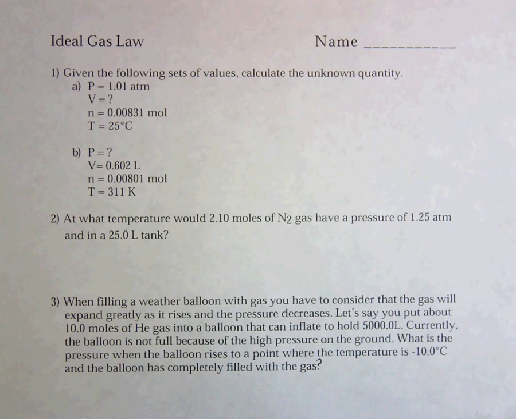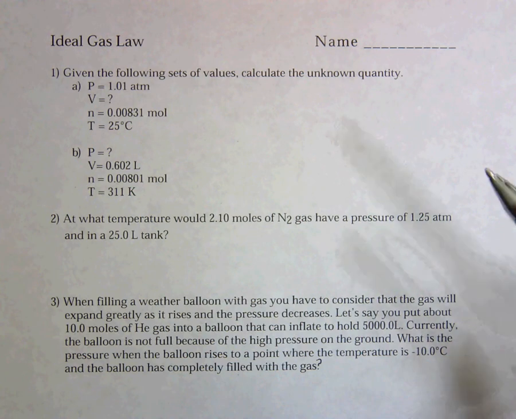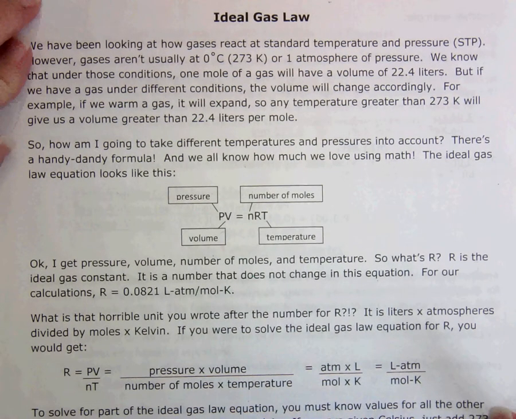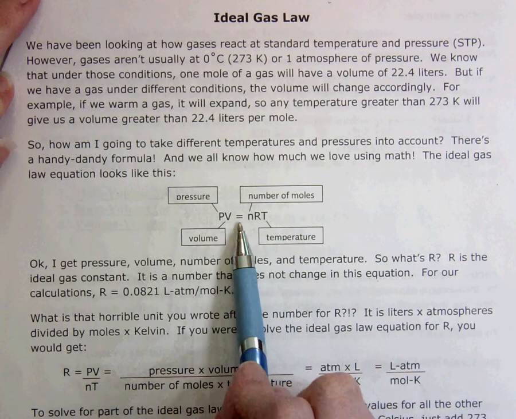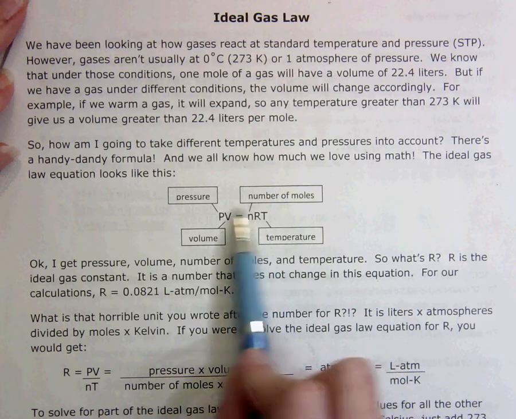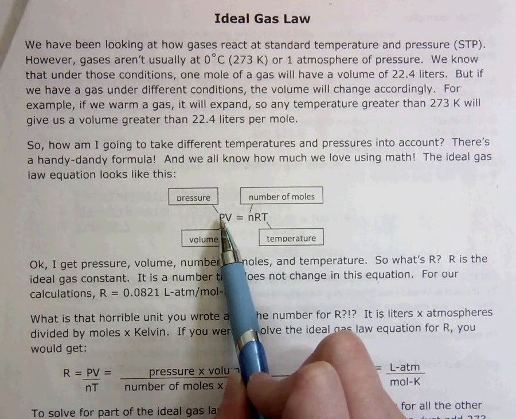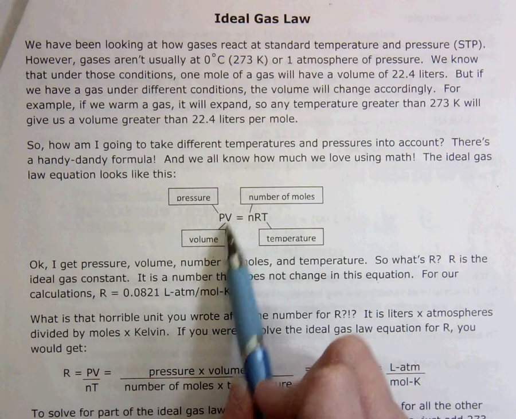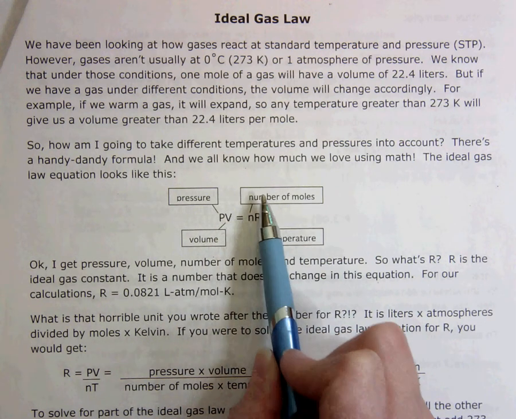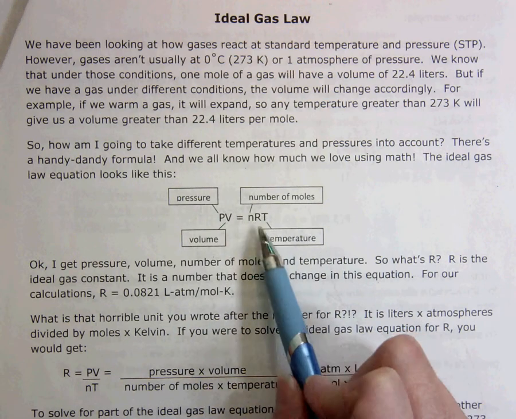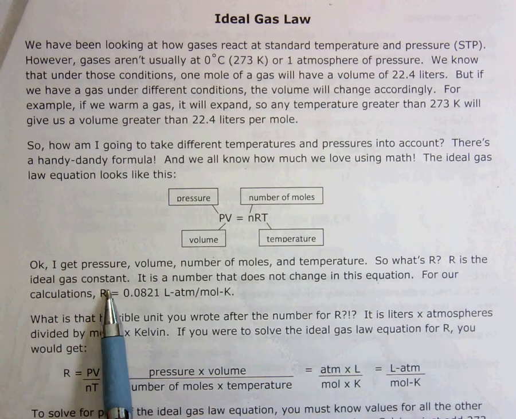Ideal gas law. You're going to be using the ideal gas law to solve for your unknowns in these 5 questions. The ideal gas law is in your reading material, and it shows it here as PV equals nRT. This is the formula for the ideal gas law. What this tells us is that if I take the pressure times the volume, it will equal the number of moles times the temperature times R, which is the ideal gas constant.